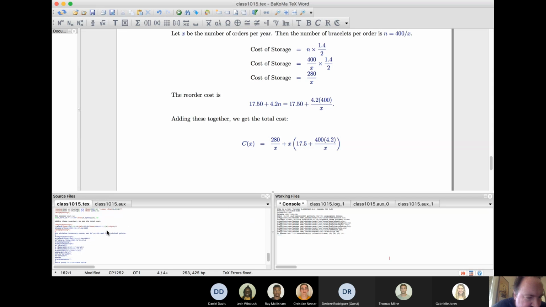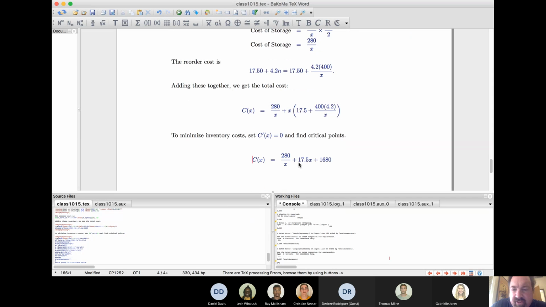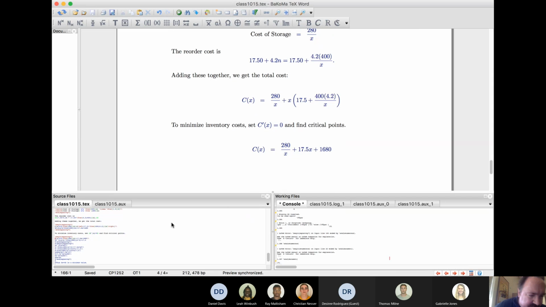So now we have to do some distributing here, and then we'll find the derivative. So here's the function simplified. We distribute the x through here and get this. So what we see here is, as the number of orders per year increases, this part of the cost goes down. This part of the cost goes up. That's why we're doing this, to find the ideal combination, because it's not obvious.